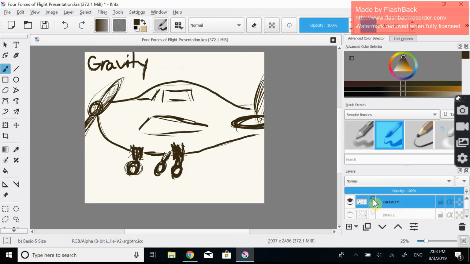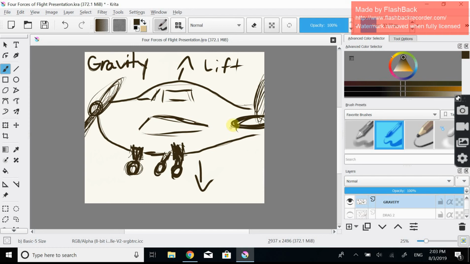Gravity, the fourth and final force, opposes lift. So here's gravity, here's lift. Because as we all know, we do not live in space, and therefore we have weight. It pulls the airplane down to the ground, or it tries.